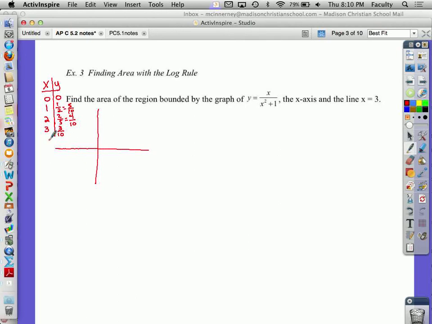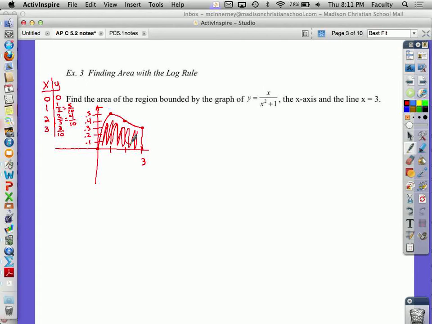you can tell if you were actually going to go beyond the line x is 3, it would continue to decrease. So let's make our y-axis go by tenths. So it's 1/10, 2/10, 3/10, 4/10, and 5/10. So I'm at 0, 0. I pop all the way up here, 4/10, and then 3/10. So I'm really looking at this region. This is the area I'm looking to find.